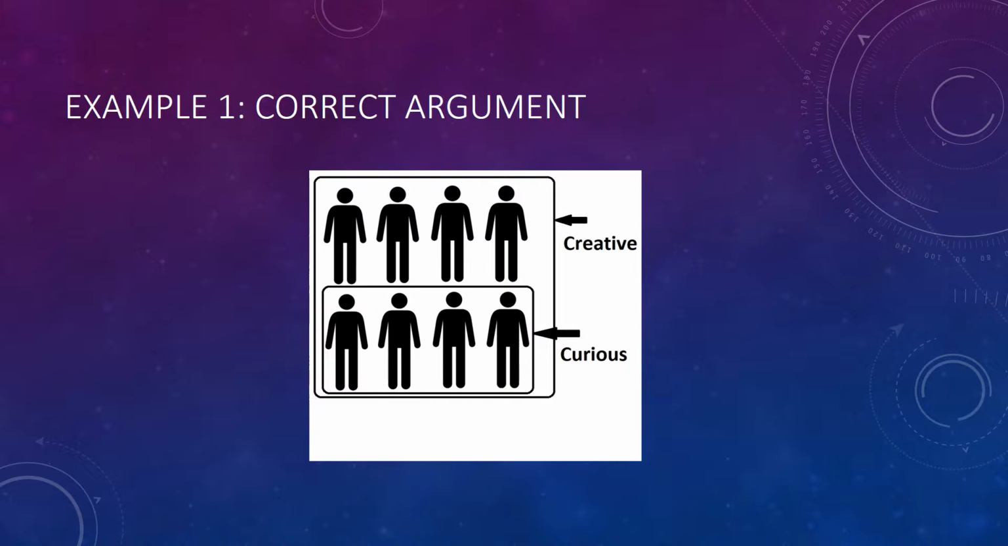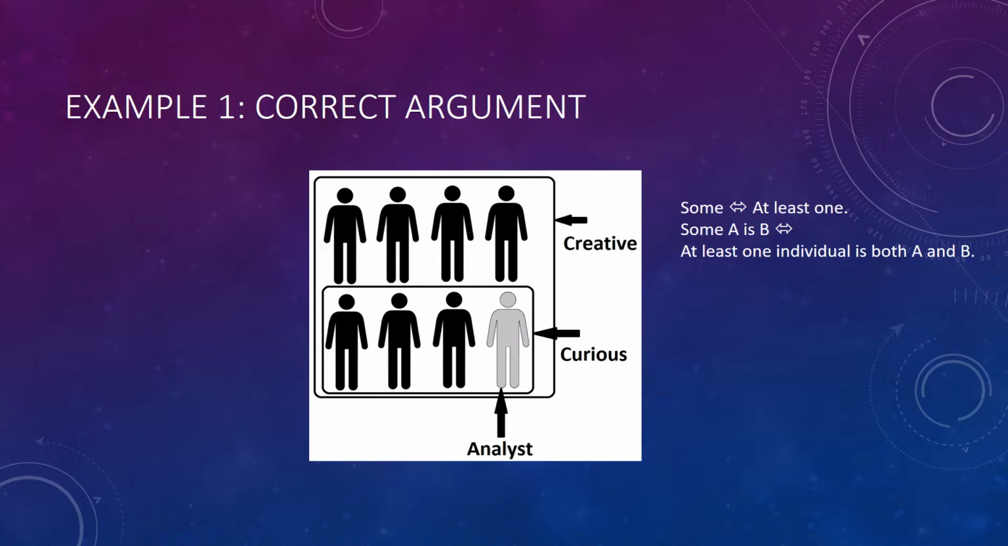Let us see the diagram. In this diagram we can see that the box entitled creative covers a small box entitled curious. This implies all curious are creative. Each box classifies individuals. In addition, it is not clear if all curious are analysts or not. It is also not clear if all analysts are curious or not. What is clear is that at least one curious person is an analyst, because we know that some curious are analysts.